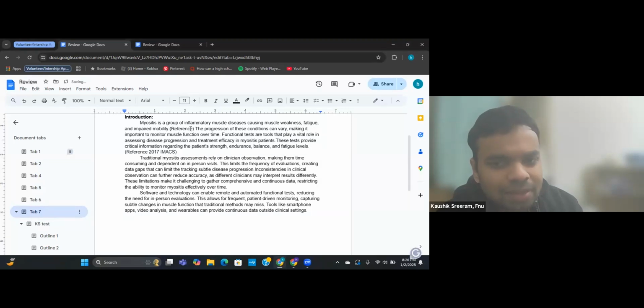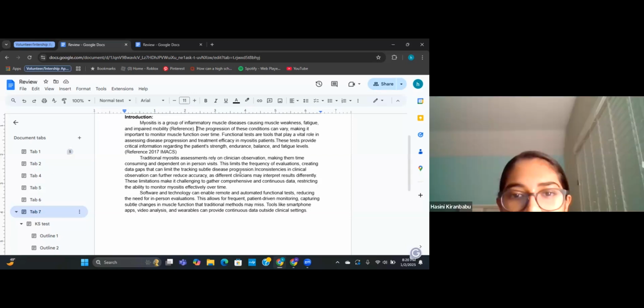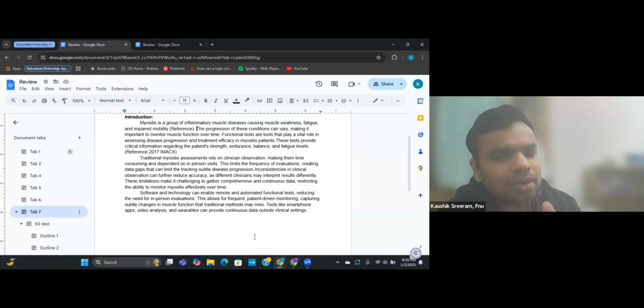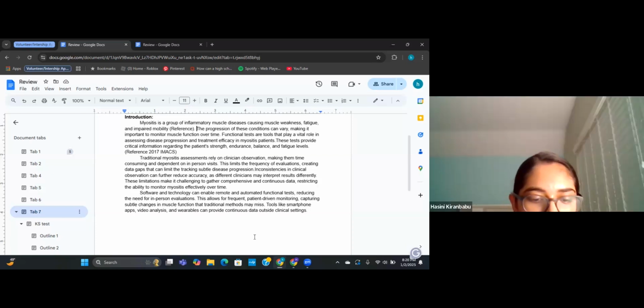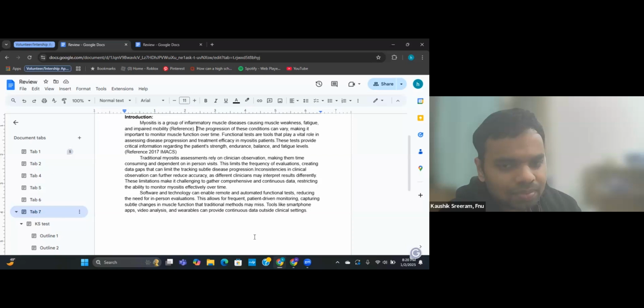Then I would say, functional tests are tools that play a vital role in assessing disease progression and treatment efficacy. These tests provide critical information regarding the patient's strength, endurance, balance, and fatigue levels. So you have said that twice, right? The first and your last para is the same. So you should give something else, more new information, or remove the last para. Okay? Go ahead.